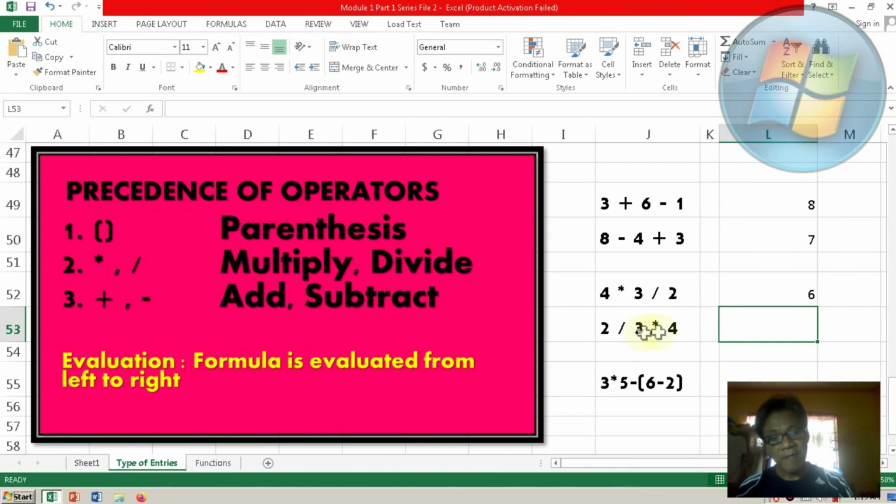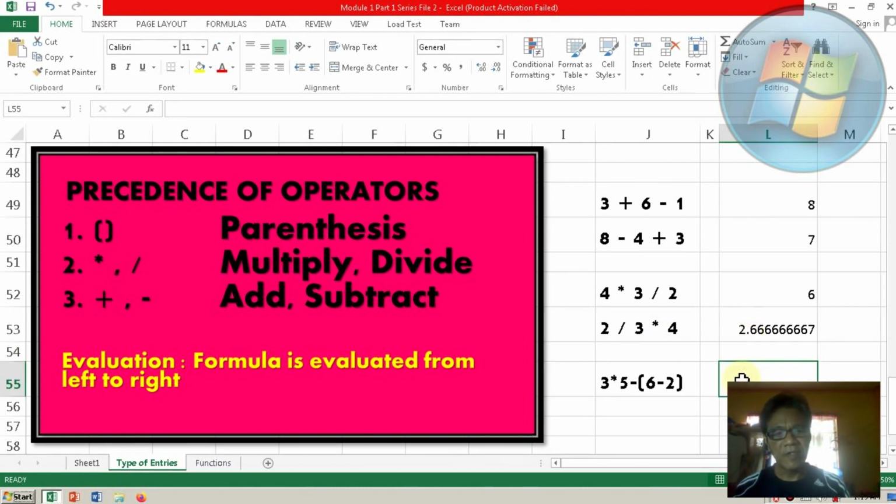Now this one, let's try division and multiplication. In this example, 2 divided by 3 must be done first, and then followed by the multiplication process. So the result is different from the first one. Okay? 2 divided by 3, that's point something, and then times 4, that's 2.66.